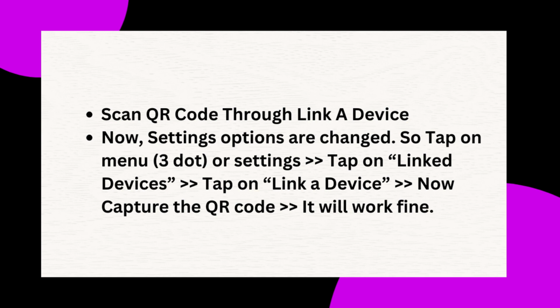Now the settings options have changed, so tap on the menu three dots or settings, tap on Linked devices, tap on Link a device. Now capture the QR code, it will work fine.